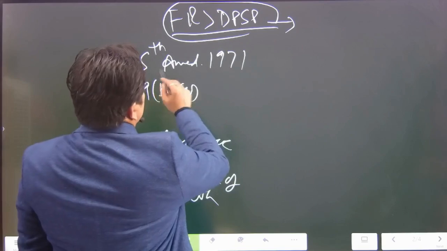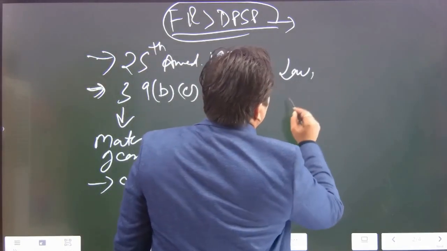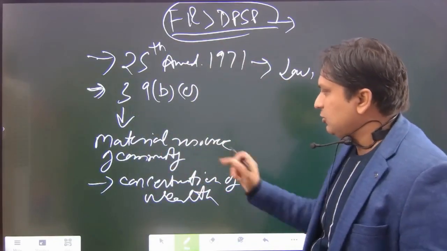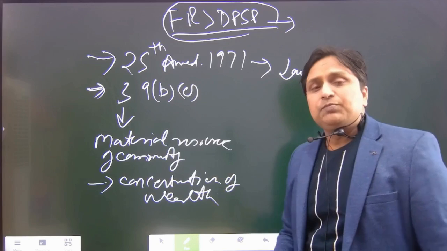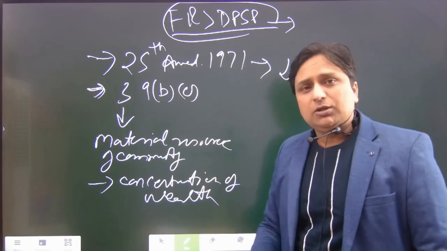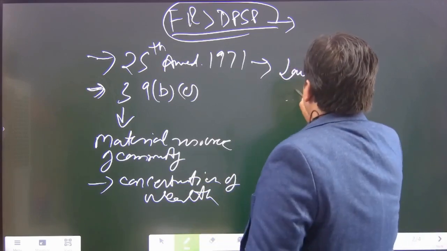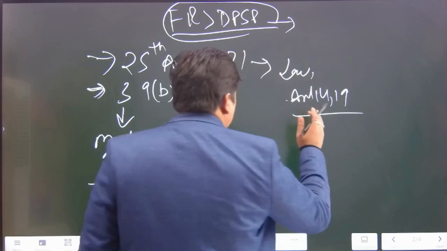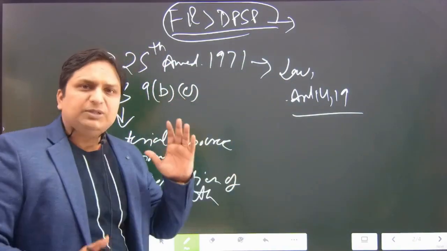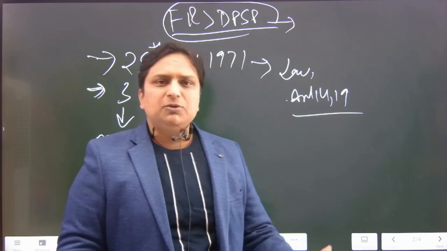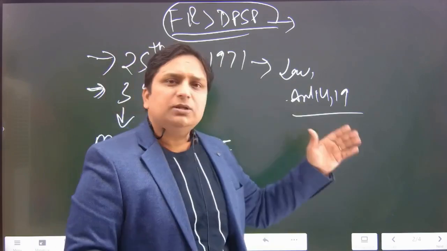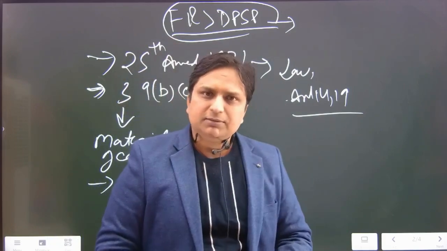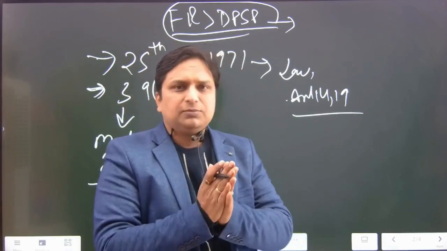So the 25th Amendment says that any law which has been passed in order to meet the objective of Article 39B and C, meaning material resources of the community and curbing concentration of wealth, cannot be challenged on the ground of contravening Article 14 and 19. It simply says that any law, if it is passed to fulfil the objective of 39B and C, cannot be challenged on the ground that it violates Article 14 and 19. It means it gives immunity from the clutches of Article 14 and 19. So here it is a kind of exception to the fundamental rights.